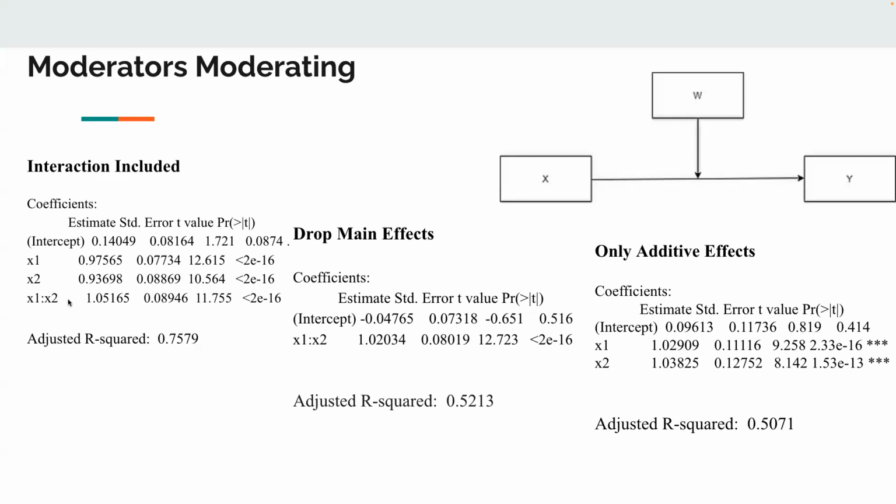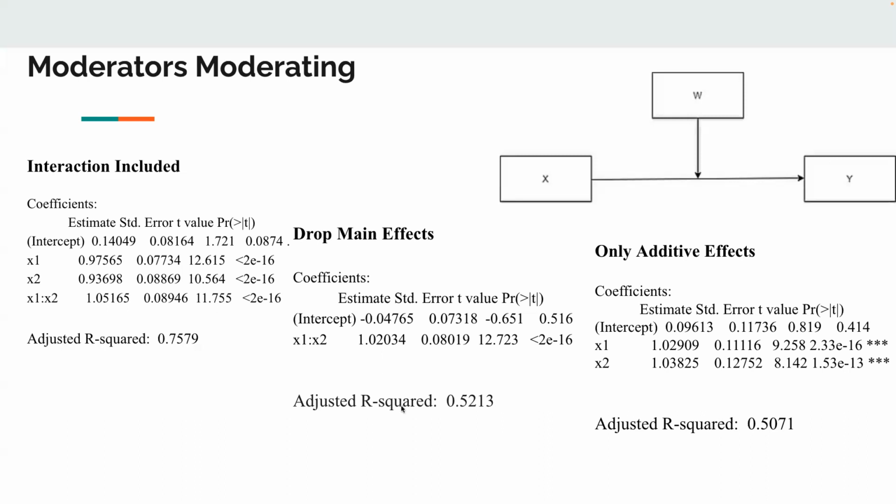But what if I model, let's see, since we know the interaction is significant, what if I drop the main effects? So this is what I did here. I dropped the main effects and I kept the interaction between the two. As we can see, the interaction is still significant.